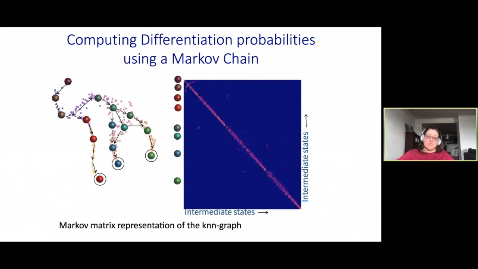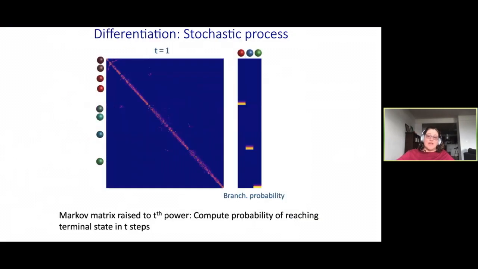And of course, the original matrix is built on the graph. So if there's no edge, it's 0. And if there is an edge, it's the weight of that edge. And now, by simply multiplying this matrix, raising it in powers, we can compute where it can go in 5 steps and what probability it has to reach each other fate in 5 steps. So this is where each cell can go in 5 steps along this graph.